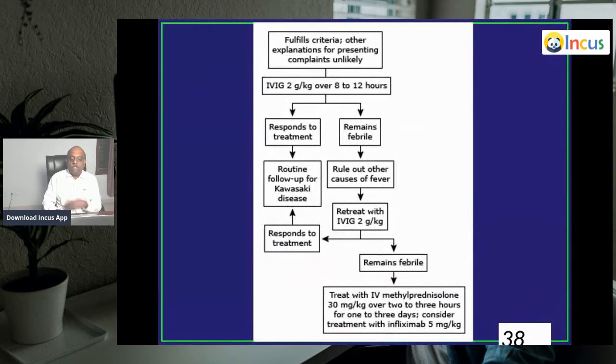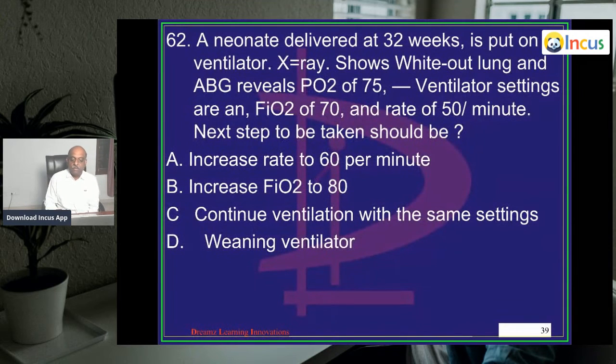So doctor, Kawasaki disease, the main treatment is IV immunoglobulin, 2 gram per kg over 8 to 12 hours, is what you have to administer.